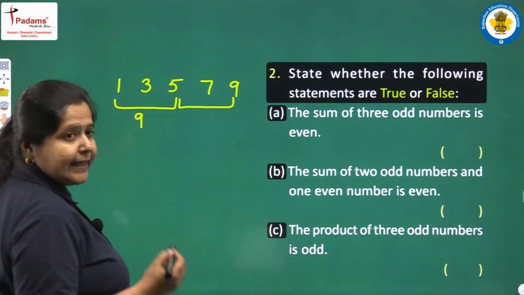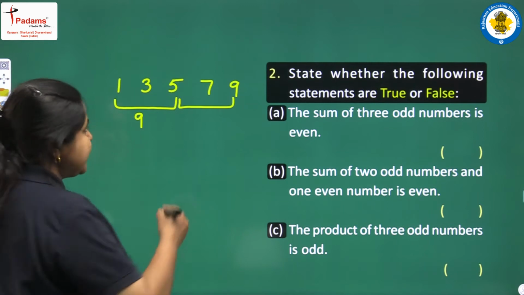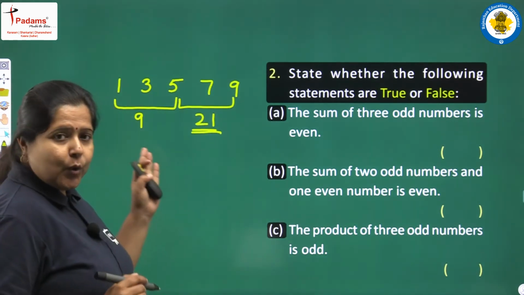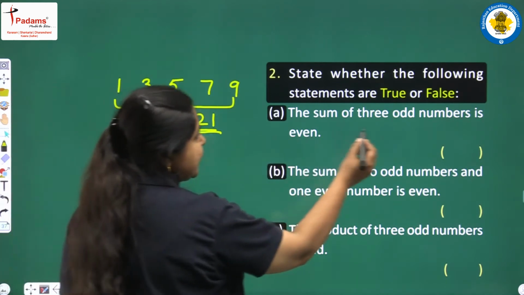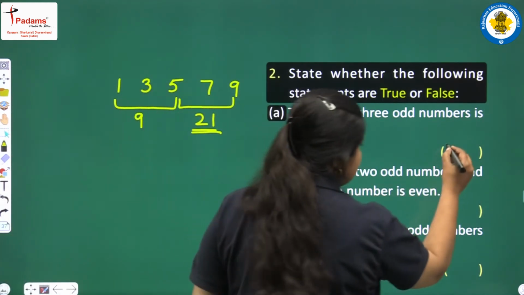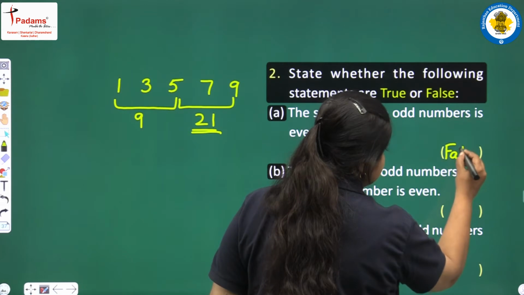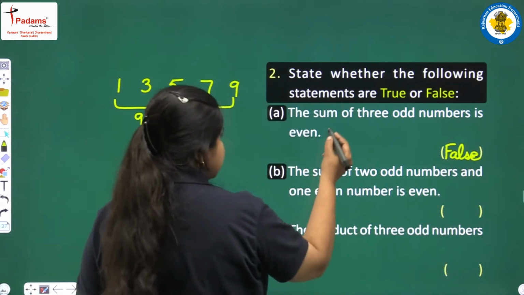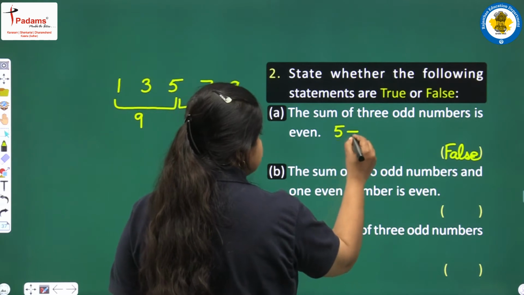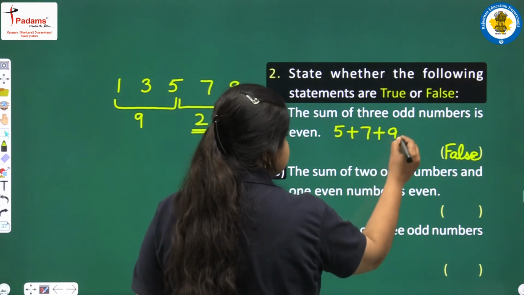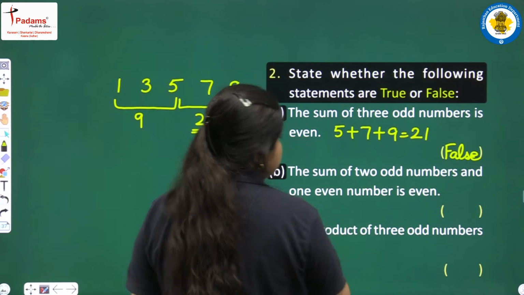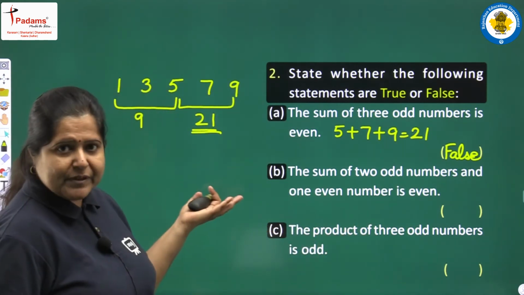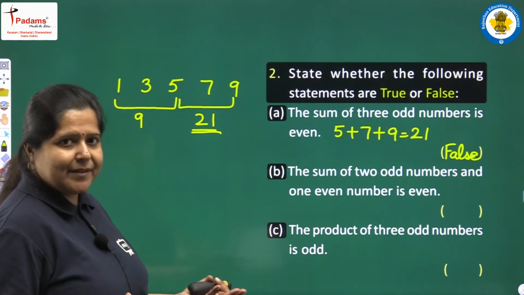9 and 7, it's 16, and 5, it's 21. Again an odd number. So we cannot say that the sum of three odd numbers is even. It is a false statement. You can give the example every time. You can write 5 plus 7 plus 9 is 21. So it's a false statement. You can give other examples also involving large numbers.